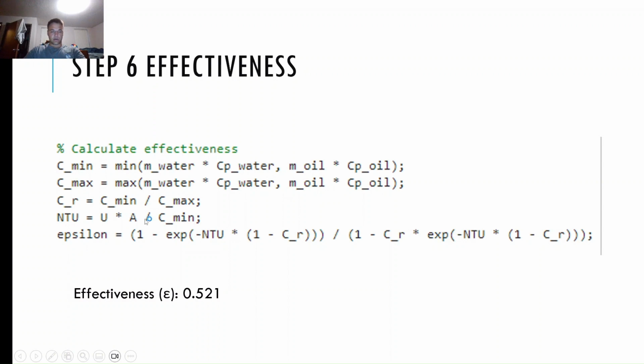Then I got CR, and the NTU was calculated to use in the equation to solve for the effectiveness. This equation came from the book and the tables we used in class for a counterflow heat exchanger, and I got the effectiveness of the system to be 0.521. Thank you.